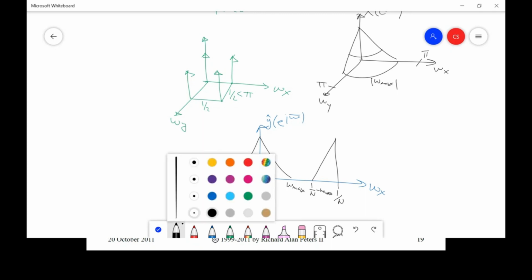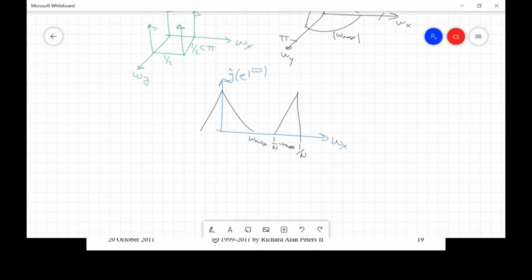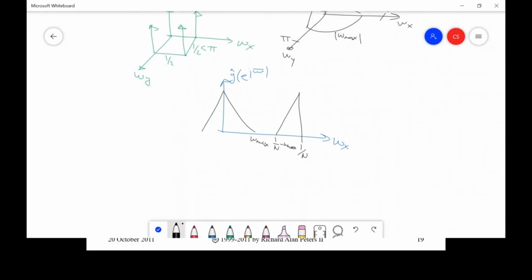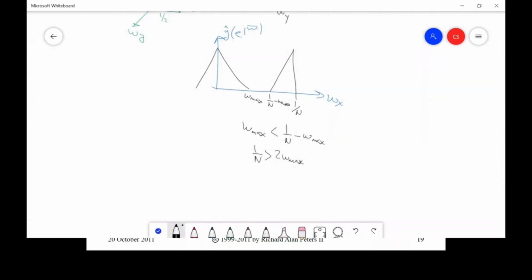My condition for not having aliasing is that omega max is smaller than 1 over n minus omega max. Which is the same as saying 1 over n has to be larger than twice omega max. That's it. So this is now our condition, and we can write it also in another way. You can invert this one and then say n has to be smaller than 1 over 2 omega max.